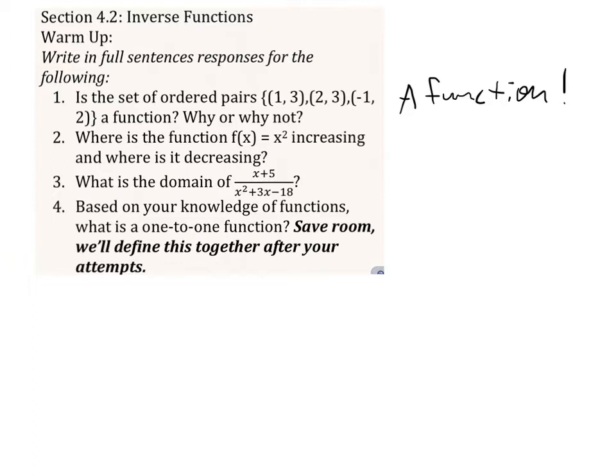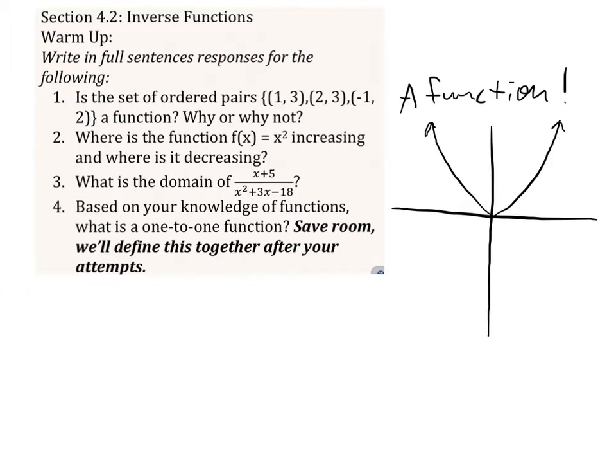Alright. Where is the function f of x equals x squared increasing, and where is it decreasing? So again, we draw our function here, and x squared is a parabola pointing up. Okay? And if we start on the left side and read left to right, we're decreasing on this side, and we're increasing on this side, so the interval that we're increasing is going to be 0 to infinity. Okay?